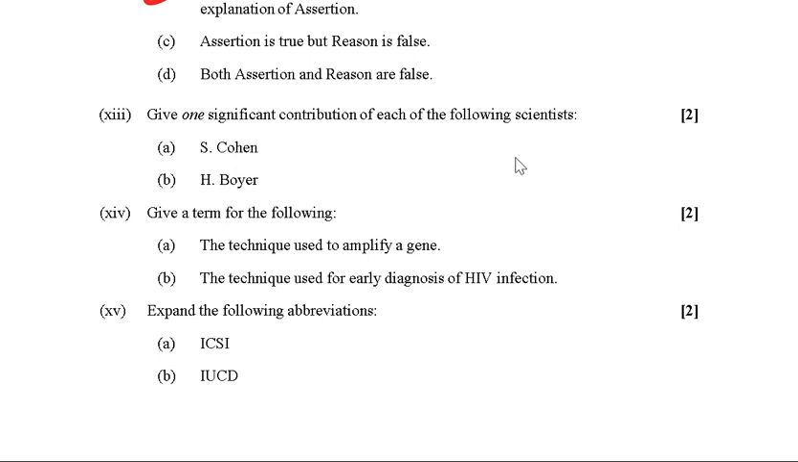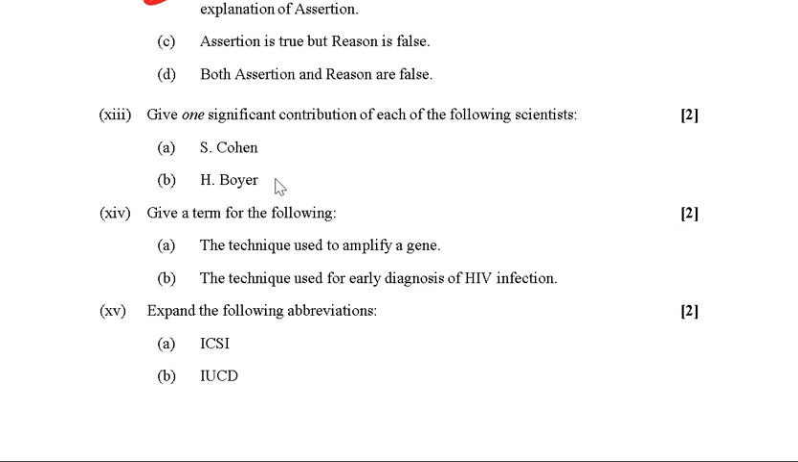Okay, now next. Question number 13. Give one significant contribution of each of the following scientists. They have given two scientists, S. Cohen and H. Weir. S. Cohen, that means Stanley Cohen, and H. Weir, that means Herbert Weir, were the first to produce a recombinant DNA by joining an antibiotic-resistant gene to the plasmid of Salmonella typhimurium. So for S. Cohen, you can use this statement which I have given. For H. Weir also, the same statement you can use.